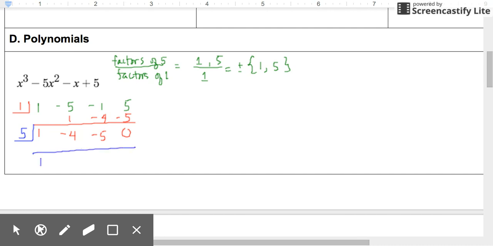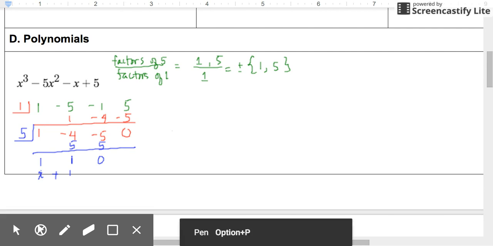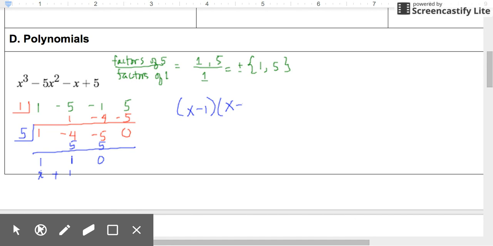This is 1, 5, 1, 5, 0. Okay, we found another zero. And here's the third one. So we found the factors. First factor is x minus 1, x minus 5, and the last one is x plus 1.